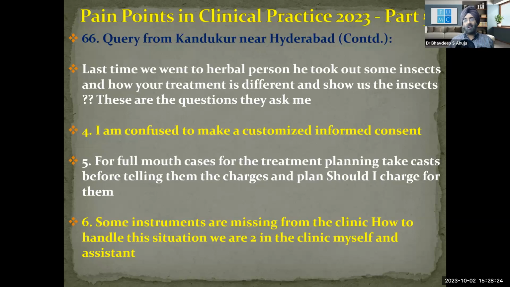I'm confused about making a customized informed consent. Learn it. For full mouth cases, for the treatment planning, take CAS before telling them the charges and plan. Should I charge for them? I think these should be mentioned prior. We need to take CAS for impressions, and the charges for the model or the impression making or the treatment and diagnosis planning would be this.